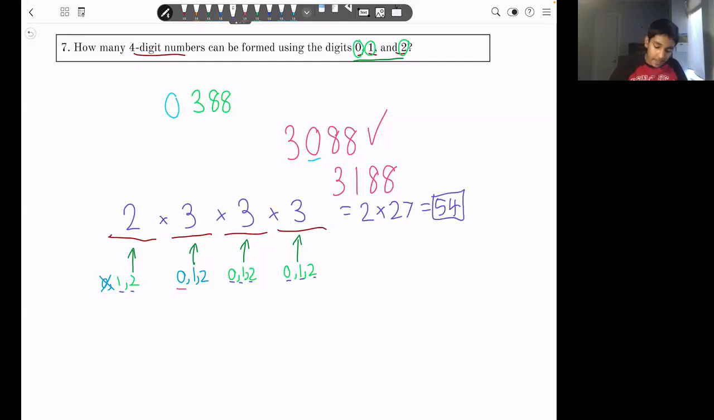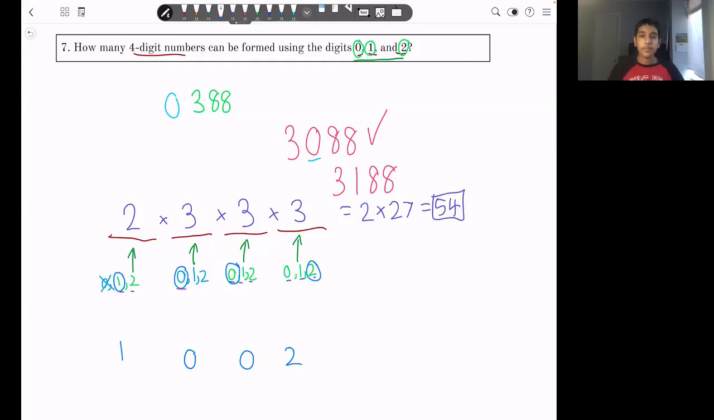And listing that out would be very hard, so I don't recommend it. An example of a number, let's just say we took 1 here. You could take maybe a 0 here, maybe another 0 here, and maybe a 2 here. So 1002 would be a 4-digit number with 0, 1, and 2.